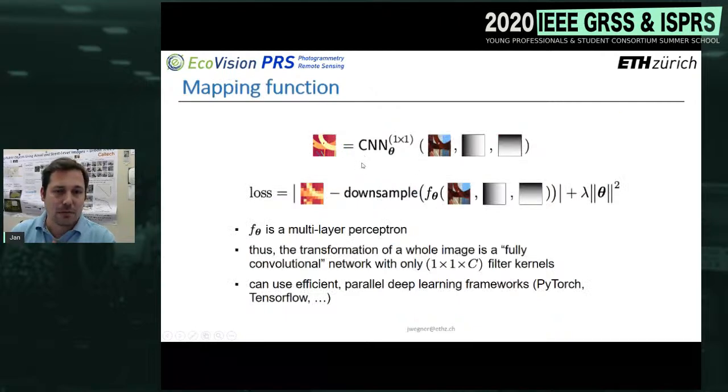This is how we implement it. To get this depth target image, we formulate it as a multi-layer perceptron. But if we introduce convolutions, we can turn it into a fully convolutional network, basically with one by one by C filter kernels. Because we can do this, we can use PyTorch or TensorFlow, very efficient parallel deep learning frameworks. And as I said, once we have this direct mapping from the RGB image to the depth image, we still have to constrain it. So we downsample it and make sure that the average across a certain patch size matches the original depth image at lower resolution.